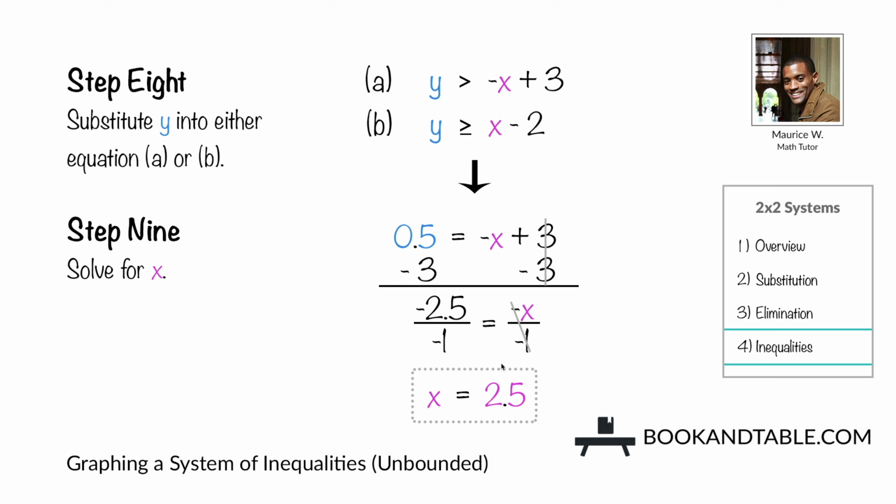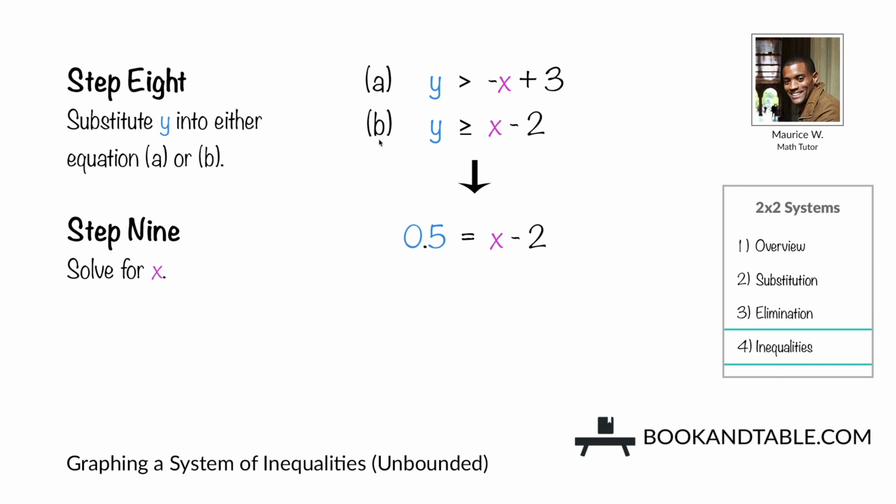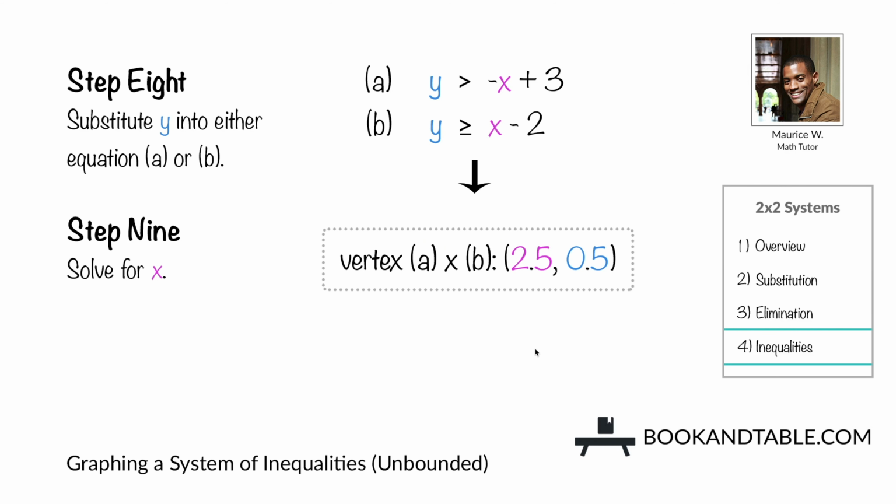So you get x is equal to 2.5 when you plug in y is equal to 1/2 into equation A. If you chose to plug it into equation B, you would get x is equal to 2.5 as well. So 0.5 is equal to x minus 2. So you'll start by adding 2 to both sides, leaving you with x is equal to 1/2 plus 2, which is 2.5. So we see that the vertex for inequality A and B is 2.5, 1/2.